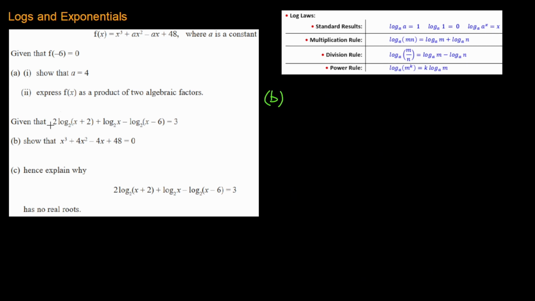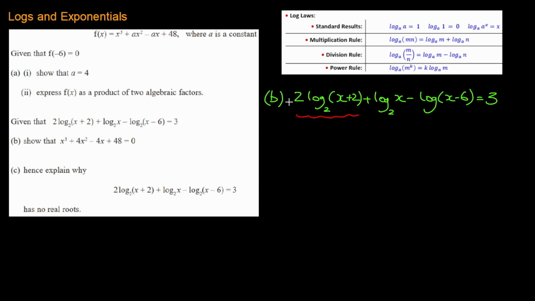Okay, let's have a look at B. Yes, quite a lot of work, and we're still only halfway through. Given that lot, a log equation equals 3, so that we get back to our original equation. Okay, well, let's try that. This is now the application. At last, something about logs. Okay, now we can apply the log laws.